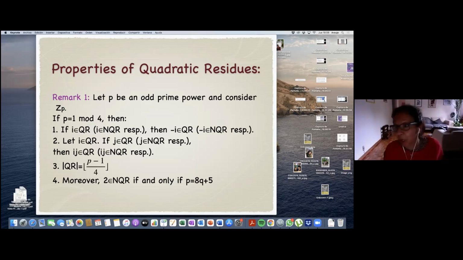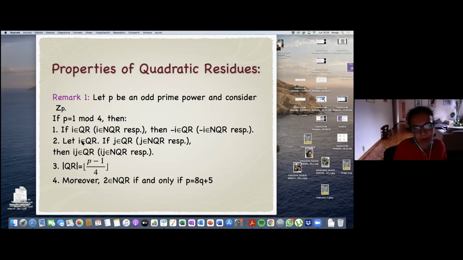Well, I also use another tool that is more related with number theory, and this is the concept of quadratic residue. Here, I construct two kinds of circulant graphs. If P is congruent with 1 modulo 4, I construct a circulant graph, because in this case, if I have a quadratic residue and P is congruent with 1 modulo 4, the negative of this element is also a quadratic residue.